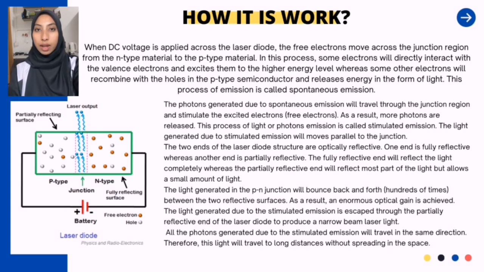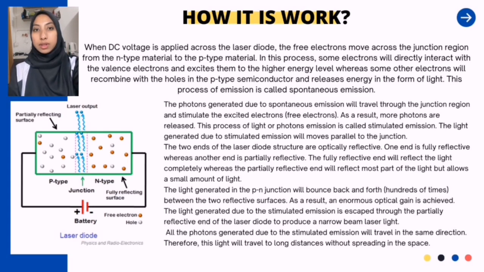The fully reflective end will reflect the light completely, whereas the partially reflective end will reflect most of the light but lose a small amount of light. The light generated in the PN junction will bounce back and forth hundreds of times between the two reflective surfaces. As a result, an enormous optical gain is achieved. The light generated due to the stimulated emission escapes through the partially reflective end of the laser diode to produce a narrow beam of laser light.